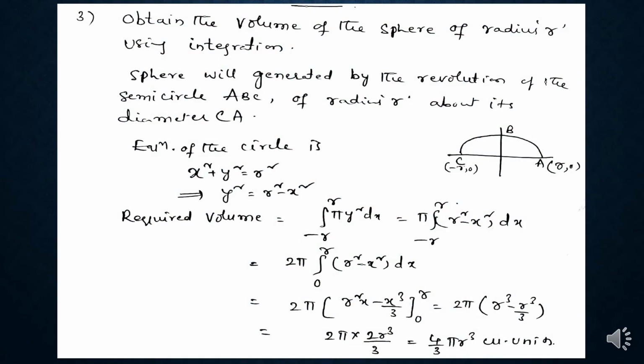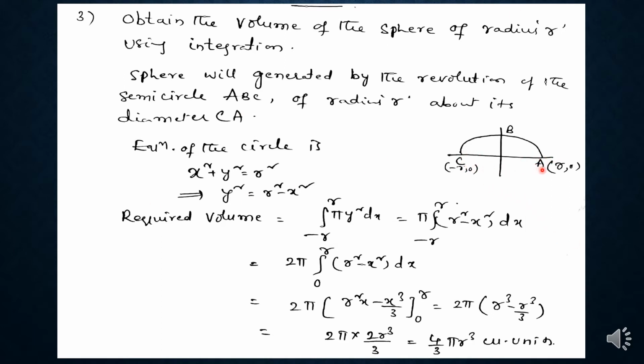Next problem. Obtain the volume of the sphere of radius r using integration. So we should find the volume of a sphere of radius r. A sphere can be generated by the revolution of a semicircle about its diameter. Let us take ABC as the semicircle and CA as the diameter.